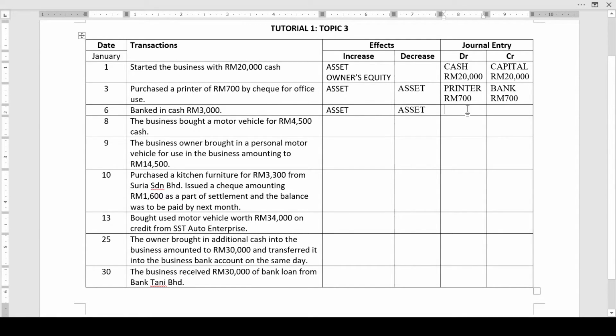So now we want to record. Increase in asset is a debit. Which account has an increase? Cash at bank. I'm going to shorten the name, so I call it bank.